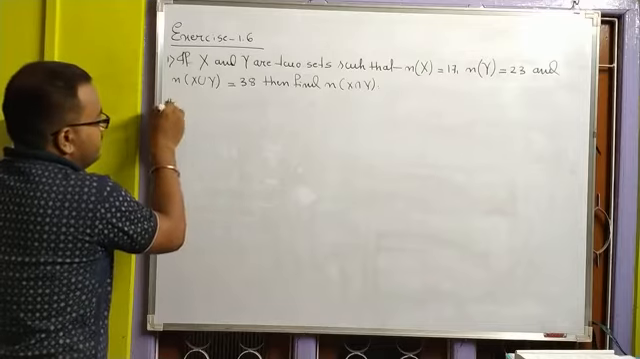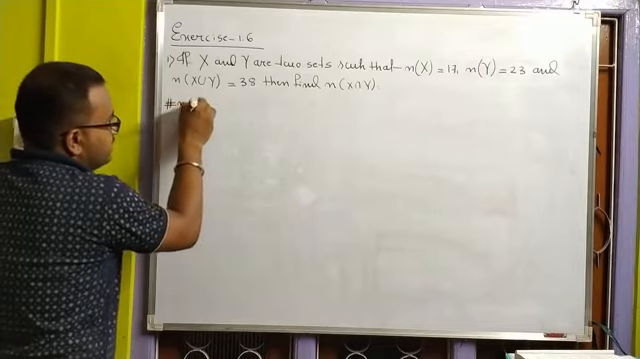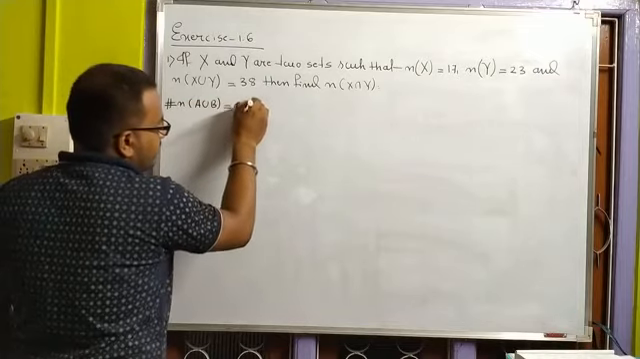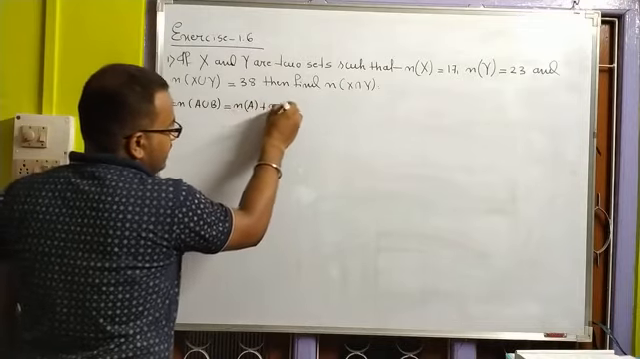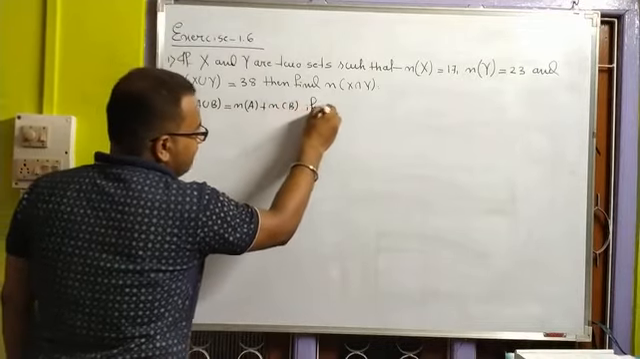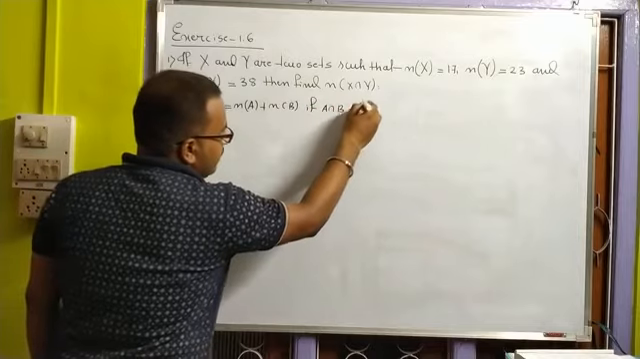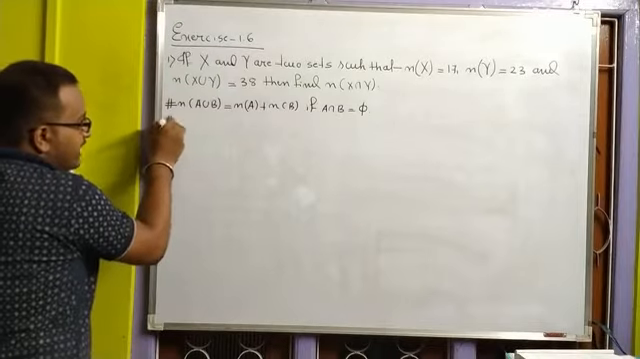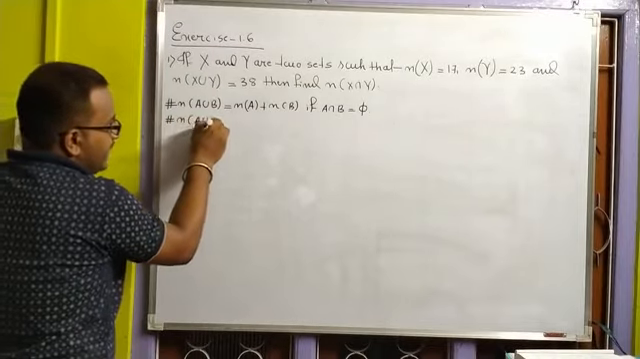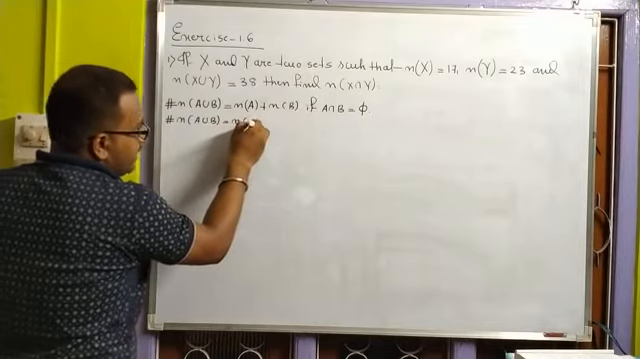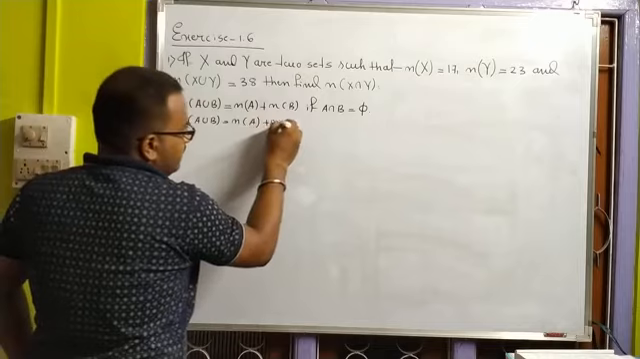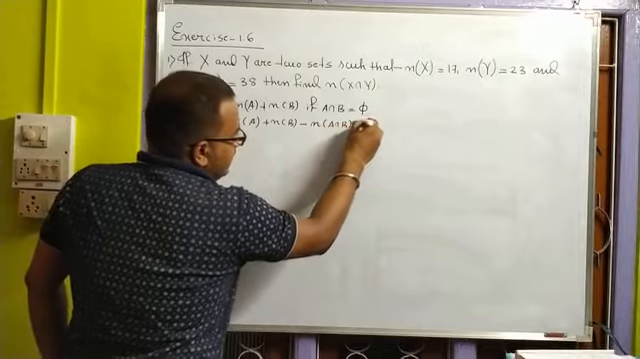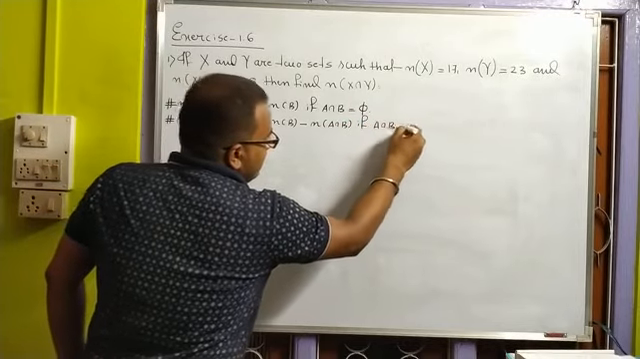First result: the number of elements of the set A union B is equal to the number of elements of the set A plus the number of elements of the set B, if A intersection B equals the empty set. This is your first result. Your second result is the number of elements of A union B equals the number of elements of the set A plus the number of elements of the set B minus the number of elements of the set A intersection B, if A intersection B is non-empty.